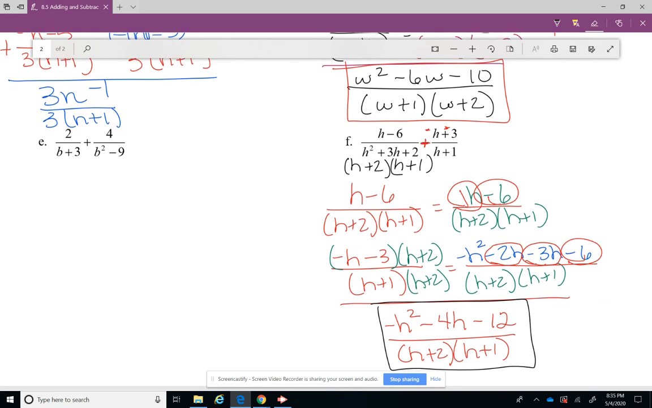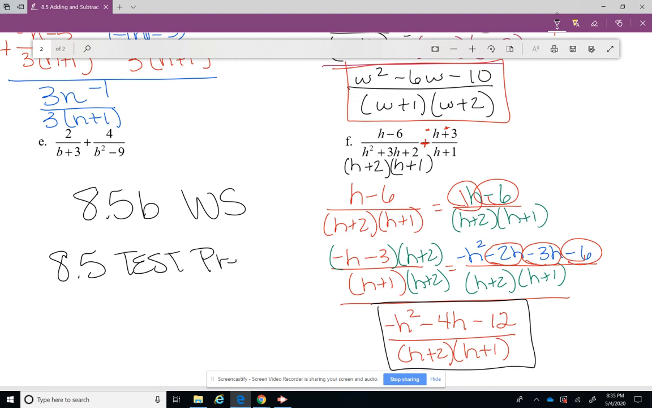All right, today is May the 11th, Monday. We did adding and subtracting rational expressions with unlike denominators with polynomials. Your homework for today is to do the 8.5B worksheet and then check your answers on Focus. And you also need to do the 8.5 test prep worksheet. And then this is the one you're going to upload into Focus.